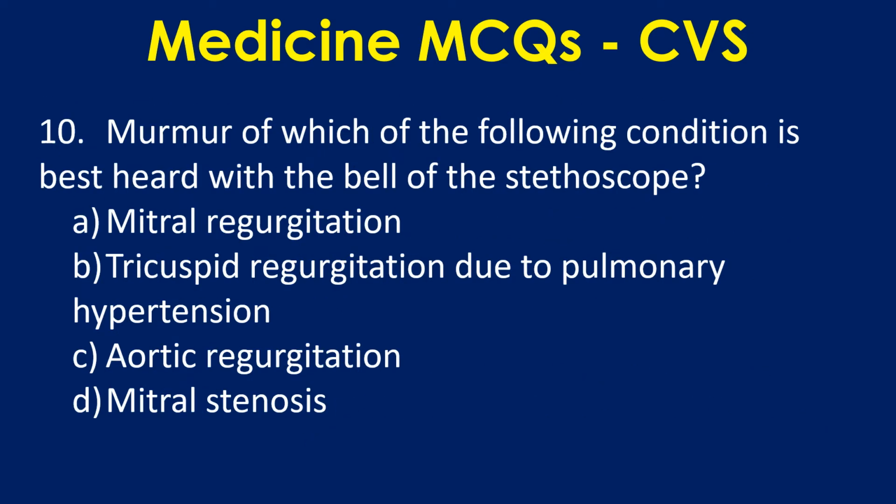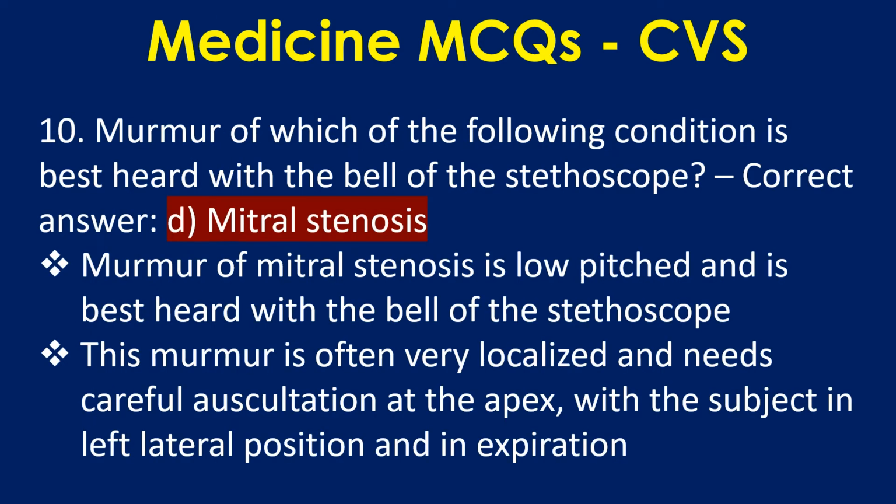Murmur of which of the following conditions is best heard with the bell of the stethoscope? A. Mitral regurgitation. B. Tricuspid regurgitation due to pulmonary hypertension. C. Aortic regurgitation. D. Mitral stenosis. Correct answer D. Mitral stenosis.